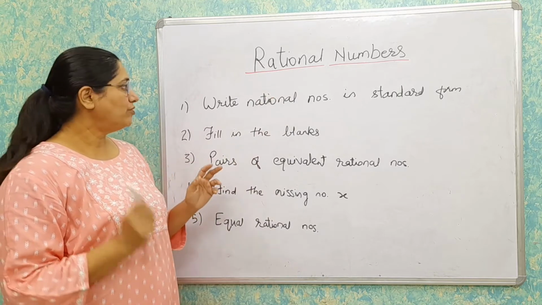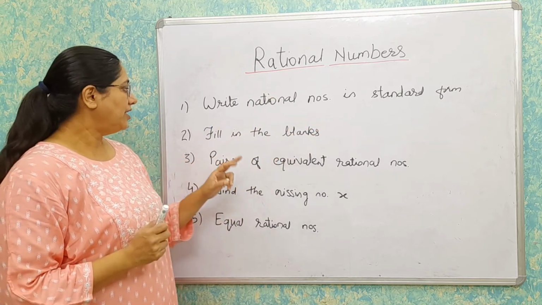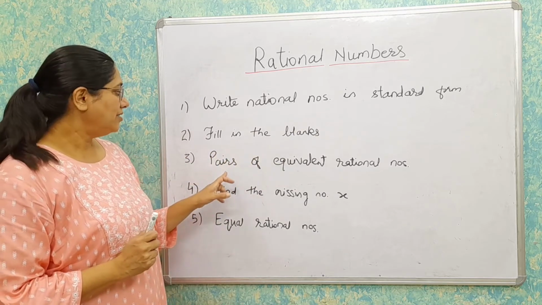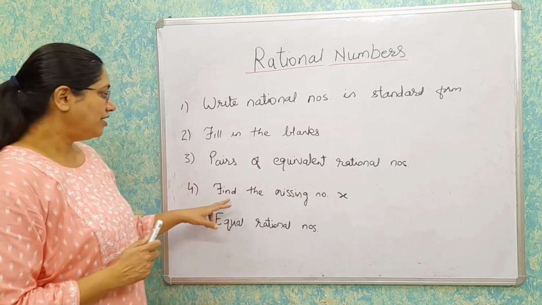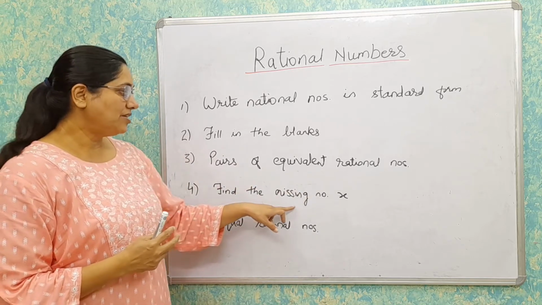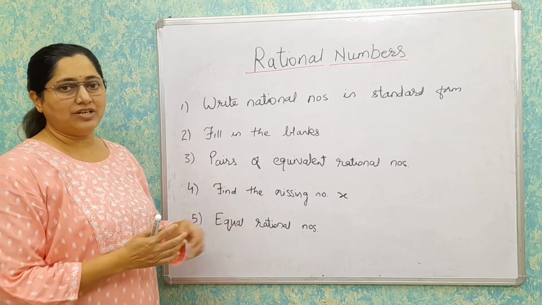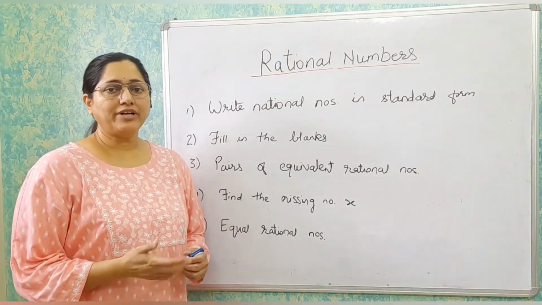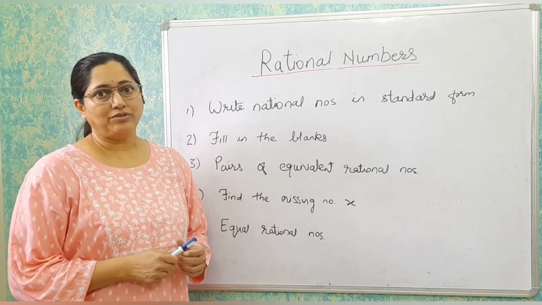Today we will discuss in detail about rational numbers. In this video we will learn how to write rational numbers in standard form, then how to fill in the blanks, then how to find the pairs of equivalent rational numbers, then we will find the missing numbers, say x, and the last one would be equal rational numbers. Also, at the end of the video, I will explain a question related to Math Olympiad exam.